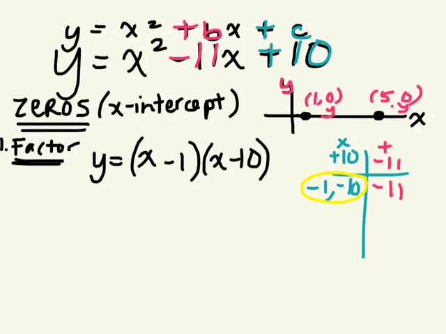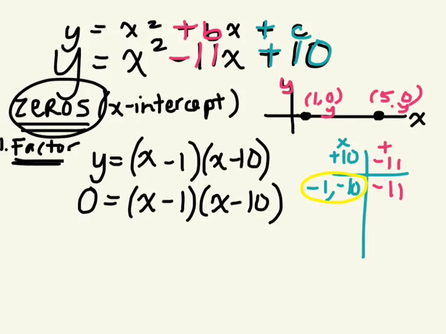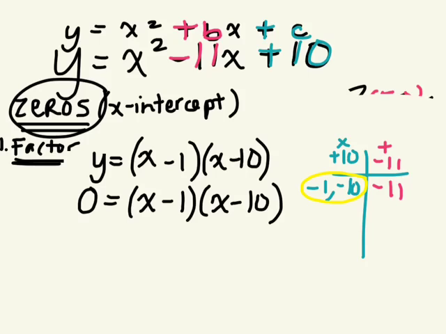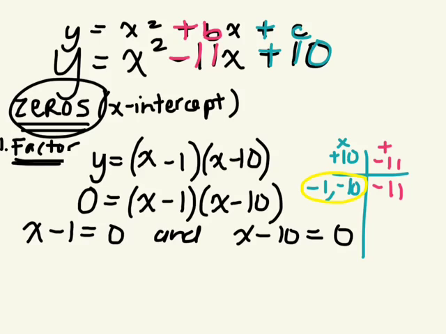Okay, but the first question says find the zeros. Well, we just talked about this. If y is 0, then we know that the value of x will be the x-intercept. I just made these numbers up before. It doesn't relate to the equation, so I'm going to erase that. That was just as an example. But we know that if y is 0, so x minus 1 is equal to 0, right? And x minus 10 is equal to 0. When the y value is 0, what's the x value?